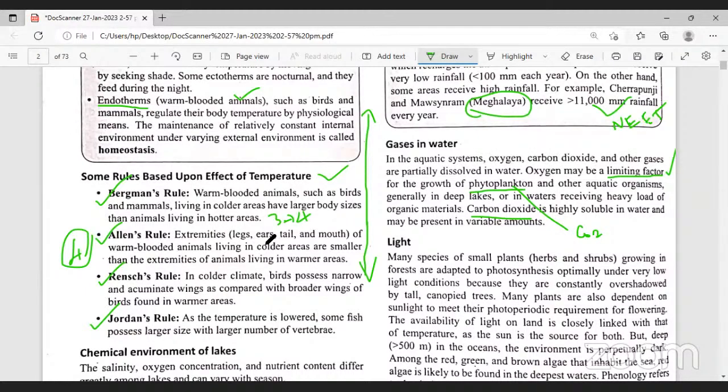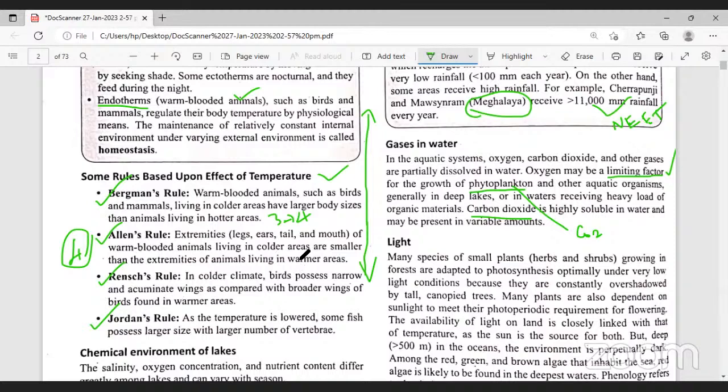The second one is Allen's rule. The extremities, legs, ears, tails, and mouth of warm-blooded animals living in the colder area are smaller in nature. Take an example, any one of these animals, their legs, ears, tails, and mouth are very small. Then the extremities of animals living in the warmer area, like the desert, the mouth parts and other parts are very large. In a cold area, the legs and other parts are very small. The size of the organ differs between the colder and the warmer area.